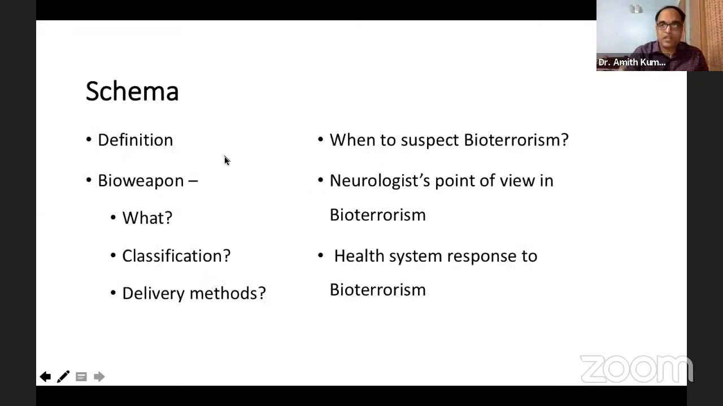In the schema, I'll be dealing with it like an exam paper. First of all, we have to know the definition, then what a bioweapon is, what all things can be used as a bioweapon, what the classification is, and what the delivery methods are by which bioterrorism can be initiated. Then when to suspect bioterrorism, what the neurologist's point of view in bioterrorism is, and the health system response to bioterrorism.